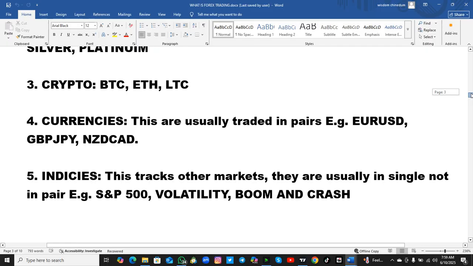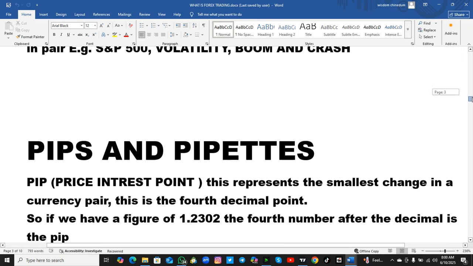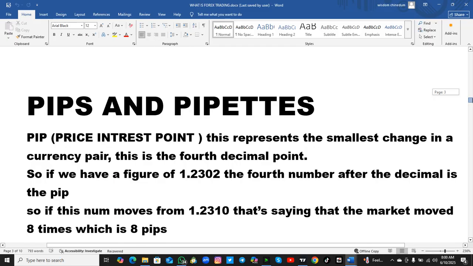So now we have what we call indices. These track other markets. They are usually single, not in pairs. You can see they are on their own. Leave the singles for now. Trade your currencies. So now we have to go to what pips and pipettes are.